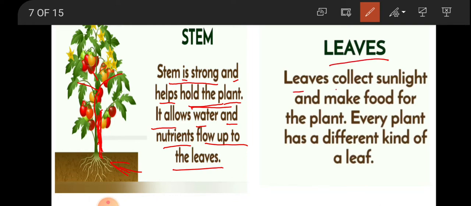Leaves. The leaves collect the sunlight and make the food for the plant. It traps the heat energy, the sun energy. Leaf उसको trap करती है the sun energy को, and then it makes the food. Okay, every plant has different kinds of leaf. And please remember, the leaf is called a food factory of the plant because, देखो आपके घर में मम्मा खाना बनाती है, mama cooks the food, so the plant की mama है, and that is leaf, and the leaf makes the food for the plant.